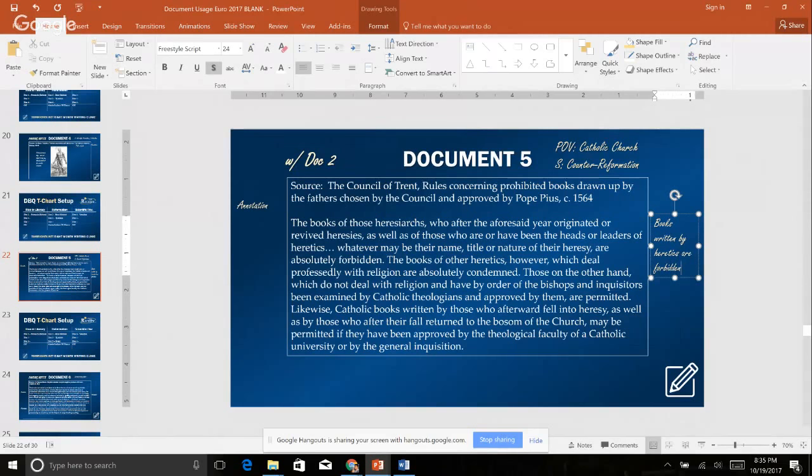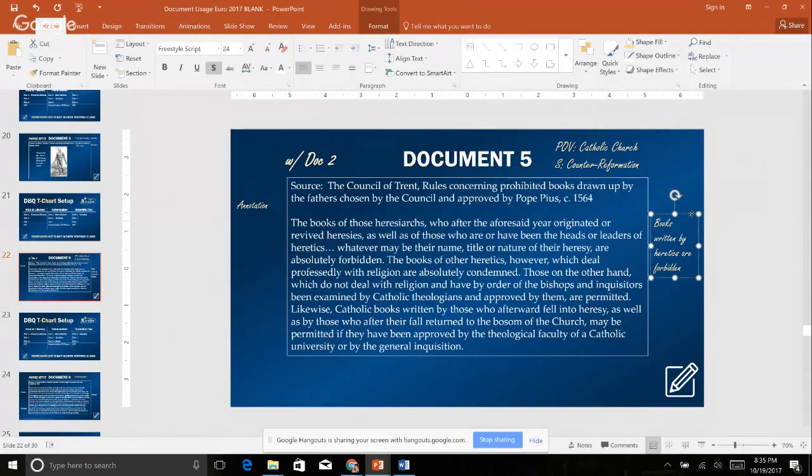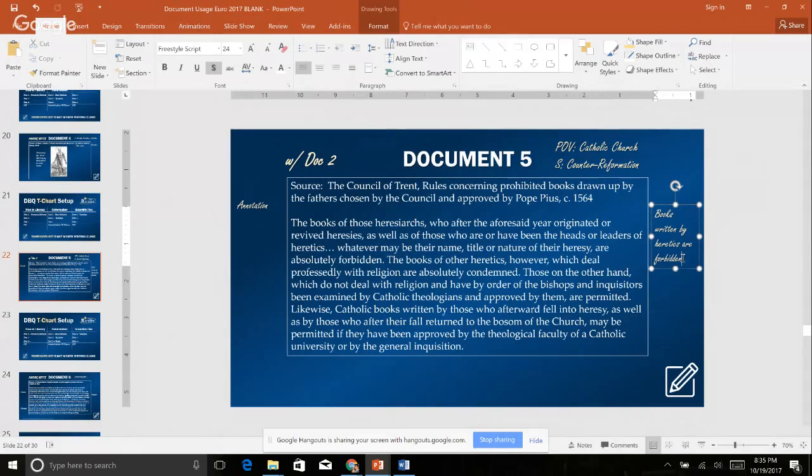Okay. And what we can note here as well is it seems like the publication of books must be a problem. Okay. So publication, it's getting harder to control what is published. Okay, the Catholic Church is kind of panicking here.